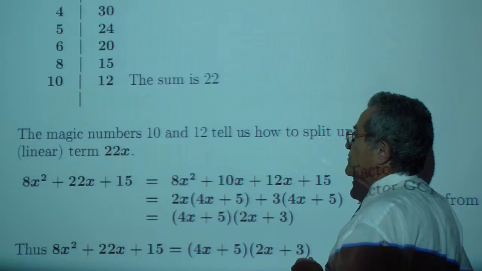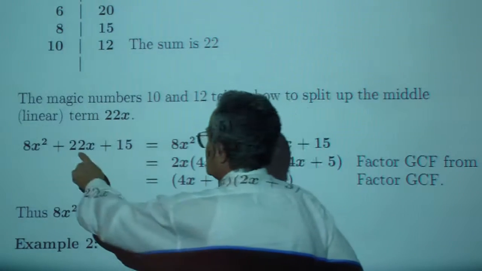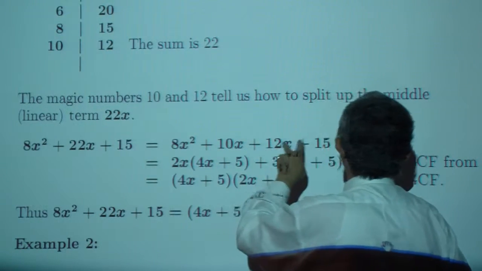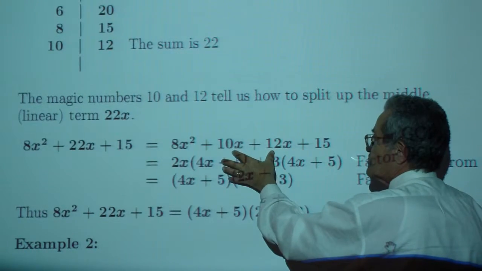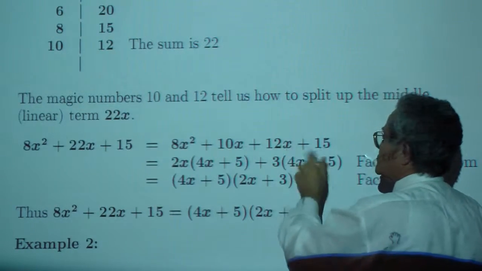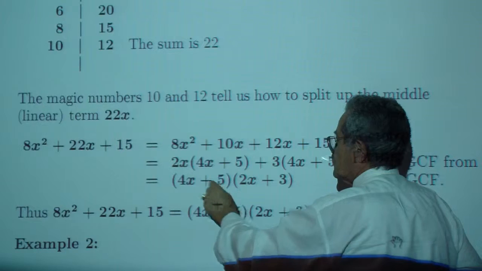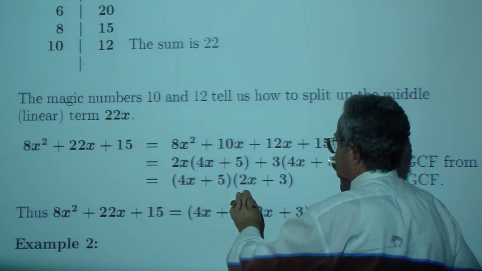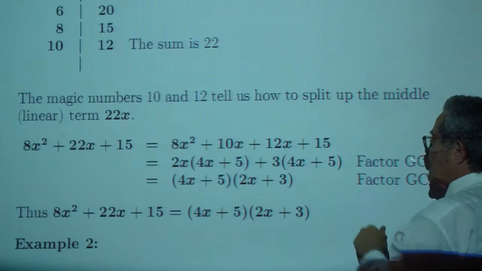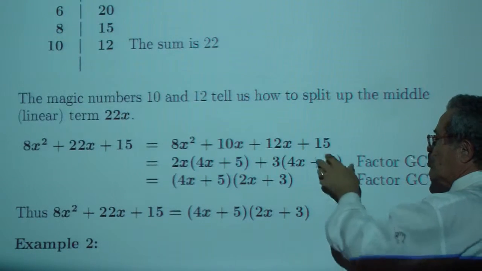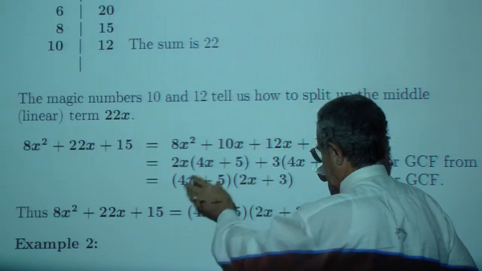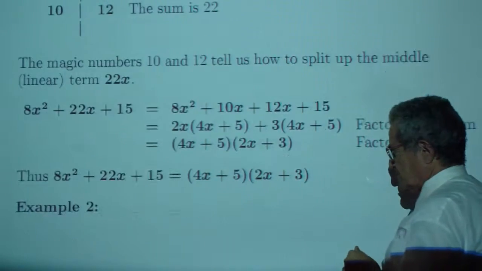These magic numbers tell us how to split the middle term. So 8x squared plus 10x plus 12x plus 15, this is still 22x. You factor, you group, since you have 4 terms, you group the first 2, you factor out the 2x, get 4x plus 5. From the last 2, factor a 3, you also get 4x plus 5, which is your common factor now. So your result is 4x plus 5 times 2x plus 3.